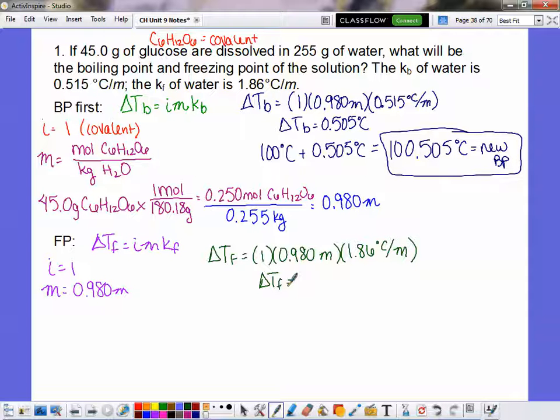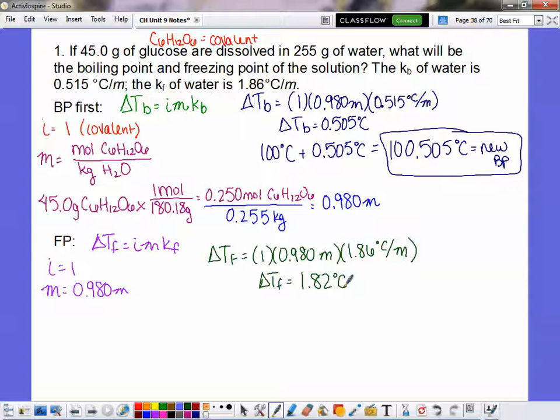So what do we get as our change to our freezing point? What do you get when you multiply that? 1.82? So our freezing point will change by 1.82 degrees Celsius. So what is the freezing point of pure water? 0 degrees Celsius. This gets changed by that much.